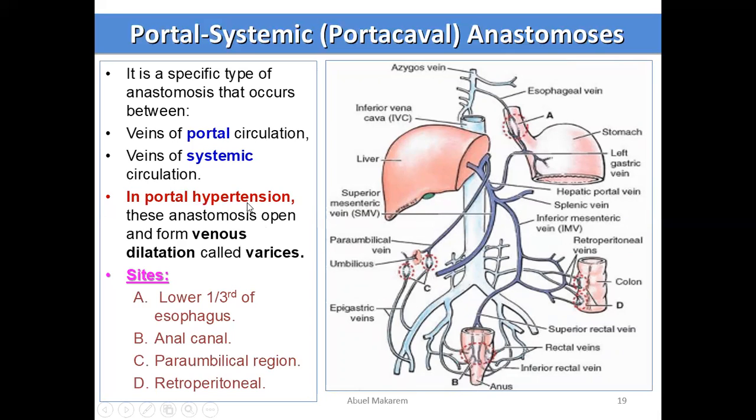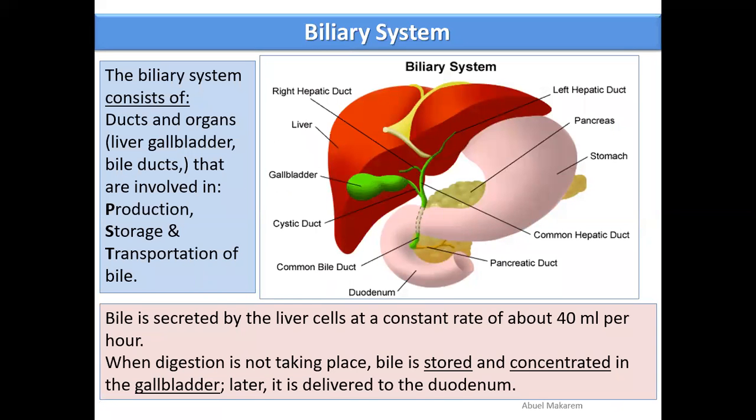Okay, in portal hypertension, these anastomoses open up and form venous dilatations called varices. The sites are the lower one third of the esophagus, as you can see here. Then the second structure is the anal canal, where there can be severe bleeding. Sometimes there can also be dilatation near the paraumbilical region, as well as the retroperitoneum, behind the peritoneum. All these are the sites of portocaval anastomosis during portal hypertension.